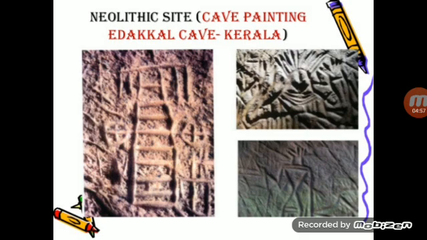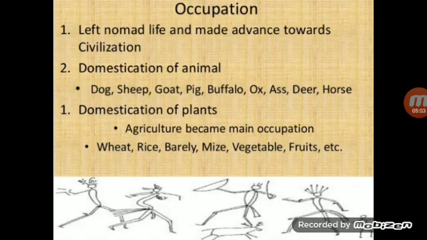This picture shows the cave painting at Edakal Cave near Kerala. Next comes pottery. Pots stored grains, water, and food. It was found in various shapes and sizes. Pots were decorated with floral design and geometrical patterns.